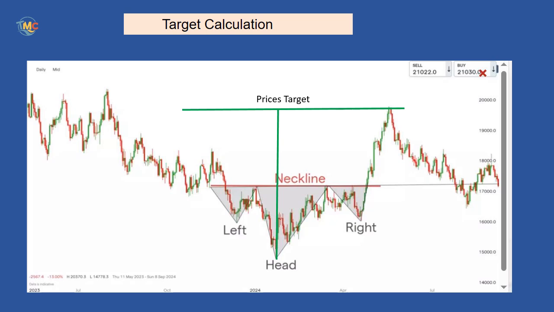False signals and risk factors. Like all patterns, the inverse head and shoulders isn't infallible. Sometimes prices briefly break the neckline only to reverse downward again. To mitigate this risk, traders often wait for confirmation signals such as a decisive close above the neckline, increased volume during the breakout, or a successful retest of the neckline from above, where the former resistance becomes support.